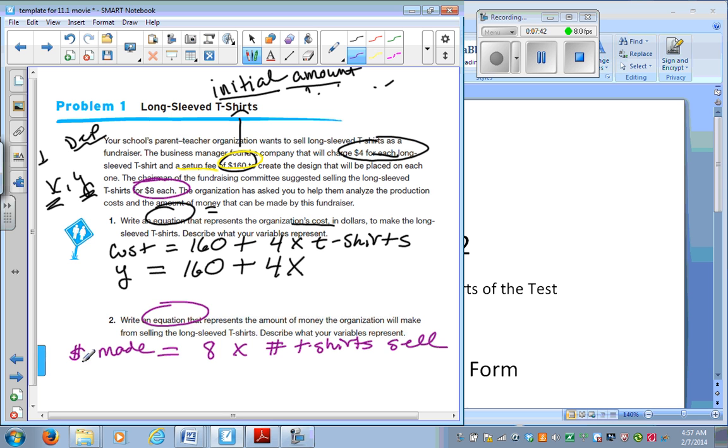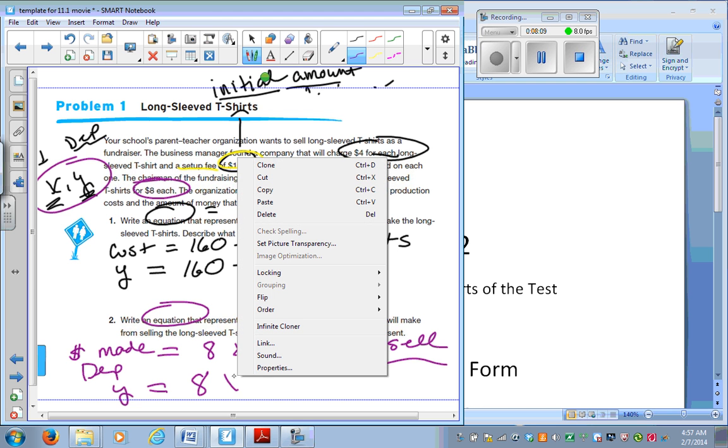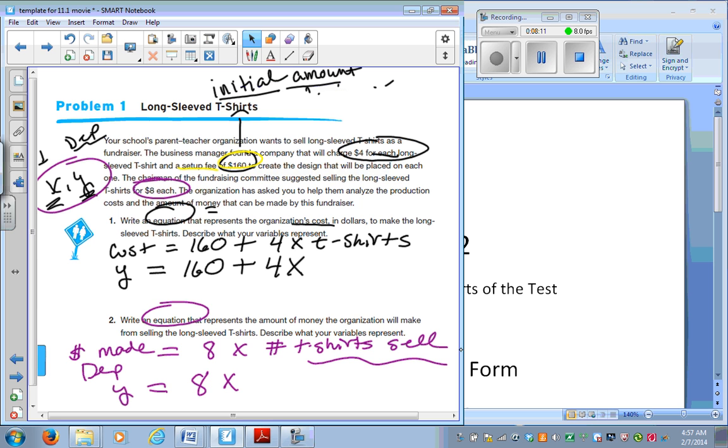Again, the amount of money that we make is going to be equal to $8, because that's how much we're going to charge for each one, times the number of t-shirts that we sell. I'm going to go back and put this equation in terms of x and y. The amount of money that we make depends on how many t-shirts we sell. So that means the amount of money that we make is going to be our y. So y equals 8 times x, because x is the number of t-shirts that we sell.